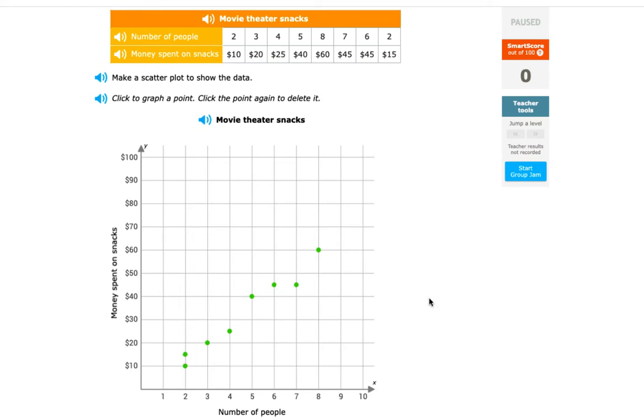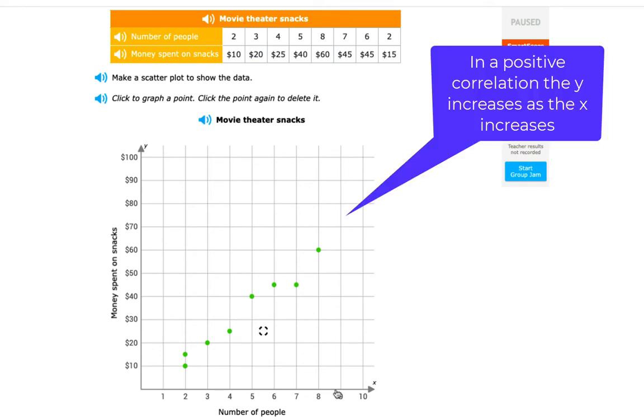The reason we make scatter plots is so we can see the trends in data. That means, are they generally going up? Are they generally going down? How are the two things connected? So obviously we can say that the more people go to the movies, the more money is spent on snacks. Okay, so this is called a positive correlation.